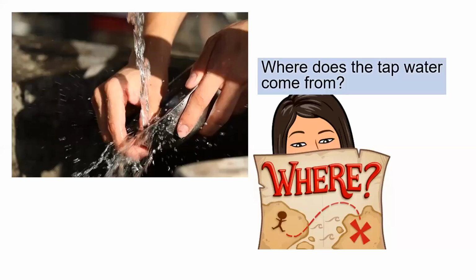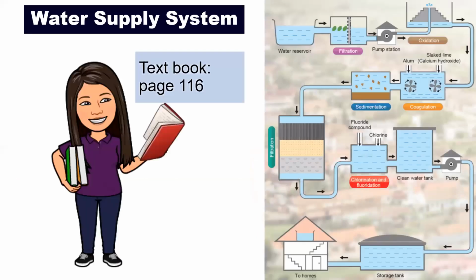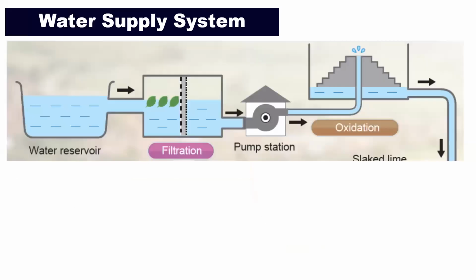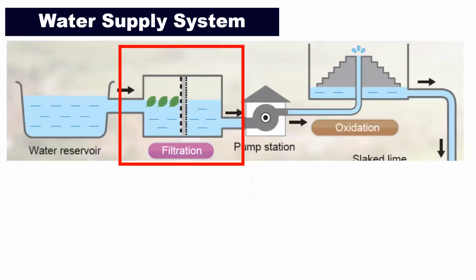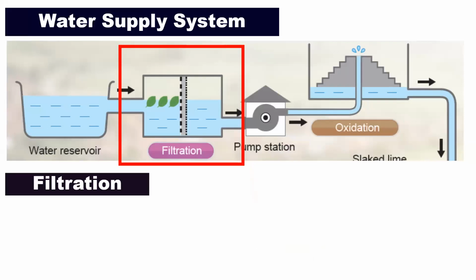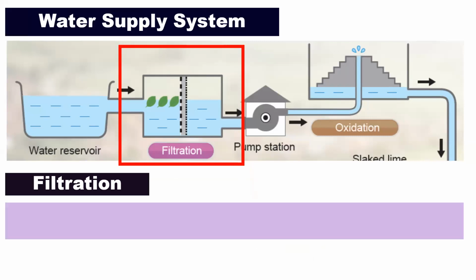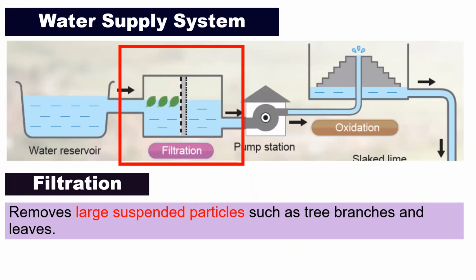So where does tap water come from? Look at the whole process here. Actually we're going to talk about our water supply system. The water reservoir here, we have all the water coming from there. The first step is we filter the water because as you can see, there are leaves there. We remove large suspended particles like leaves and tree branches.